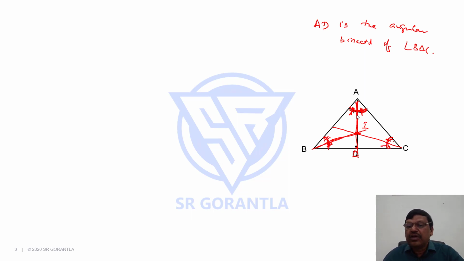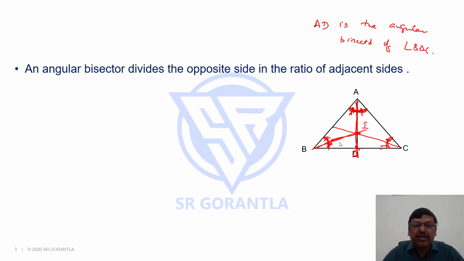Now, this angular bisector, when you extend it, cuts the opposite side at D. How does this D divide BC? An angular bisector divides the opposite side in the ratio of adjacent sides. It means DB is to DC will be the same as AB is to AC. BD or DB, both are the same. BD by DC is the same as AB by AC. An angular bisector divides the opposite side in the ratio of adjacent sides.